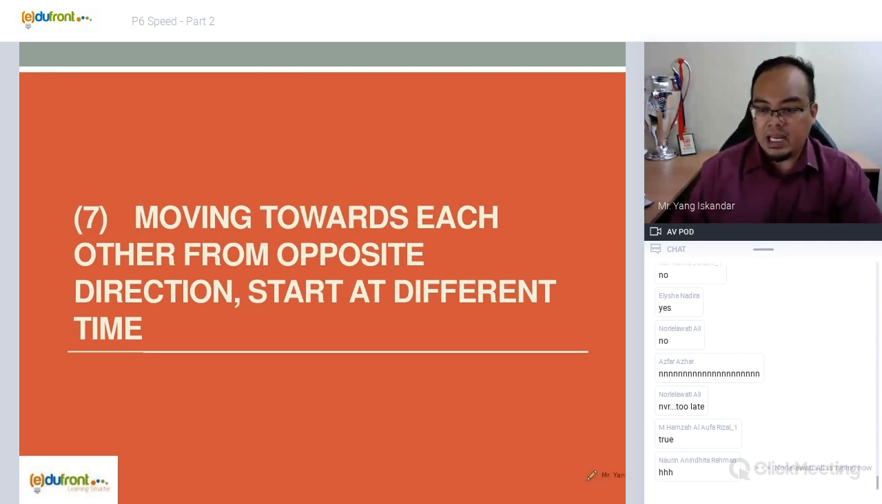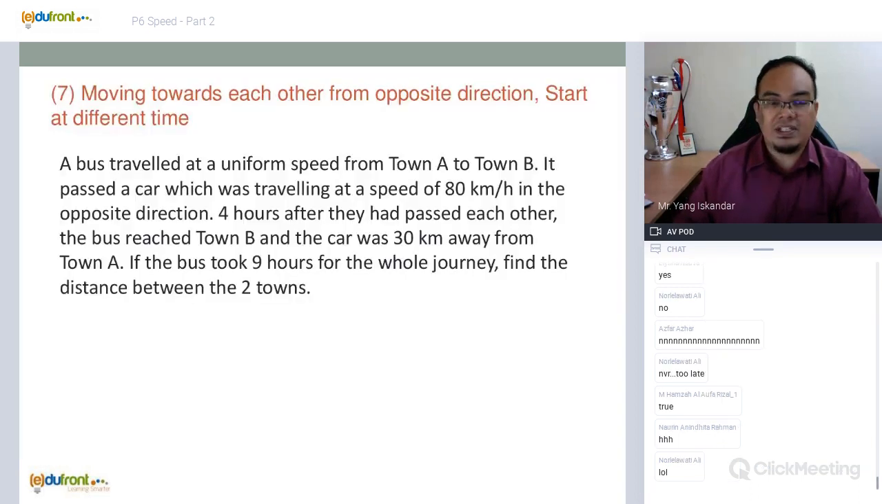Now let's take a look at this question. A bus travels at a uniform speed from town A to town B. It passed a car which was traveling at a speed of 80 kilometers per hour in the opposite direction. So take note, in the opposite direction.